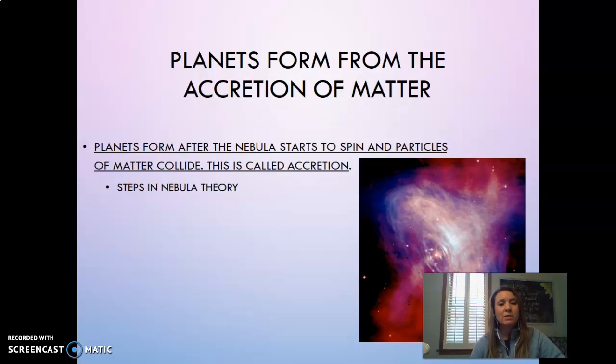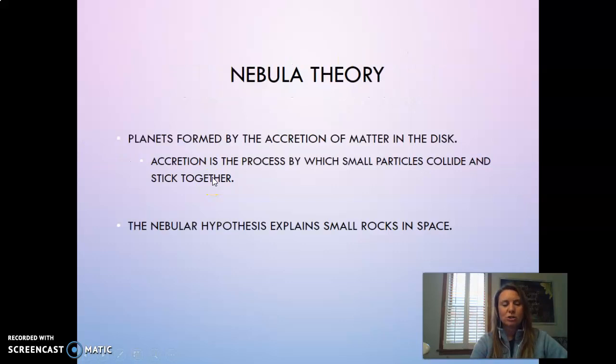So what happens is that in these larger nebulas, there's a lot of matter. And if you have a lot of matter, you have a lot of mass. And if you have a lot of mass, you then have gravity. And so gravity wants to pull everything back in. And that's exactly what is happening, what we call accretion. This is a term we'll use quite a bit. So planets form after a nebula starts to spin and the particles of matter collide. We call this accretion.